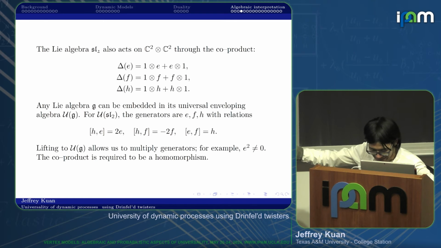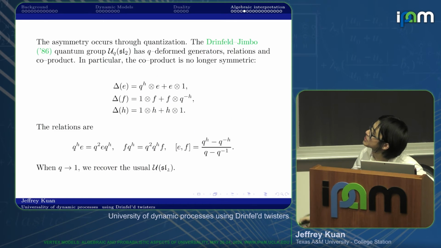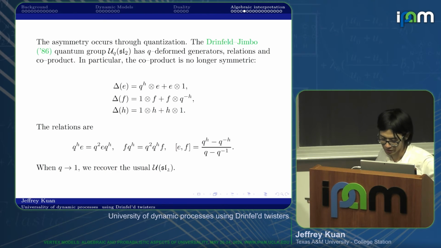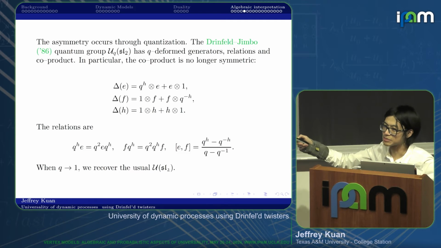OK, so I haven't said anything about Q. How does the asymmetry parameter Q come into all of this? This is done with something called Drinfel'd quantum groups. And I will be honest when I say I have no idea how they thought of this. But then again, Drinfel'd is a Fields medalist, and I'm not. Anyway, this goes back to the 1980s.